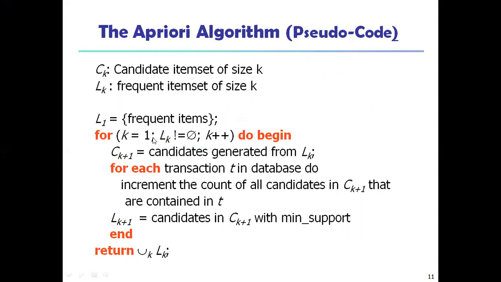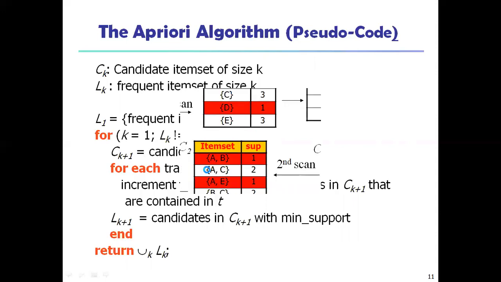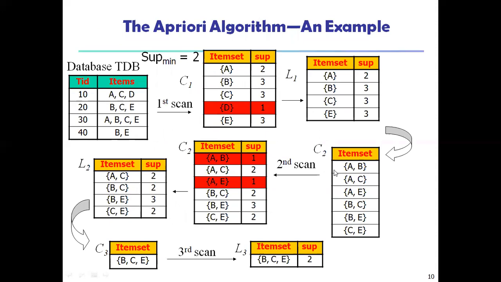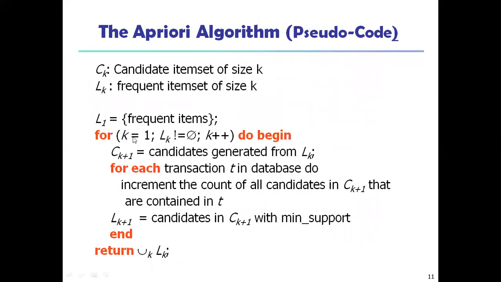For K equal to 1 and LK not equal to null and K plus plus. That means from the set L, till it reaches the null value, we have to take 1 by 1. See, from that how to generate the candidate key. C of K plus 1 is equal to candidates generated from LK, because we are generating CK from LK. If you see the arrow of this one in reverse, the CK has been generated from LK. That's why it is given. From L we are calculating CK. CK plus 1 is the candidates generated from LK.